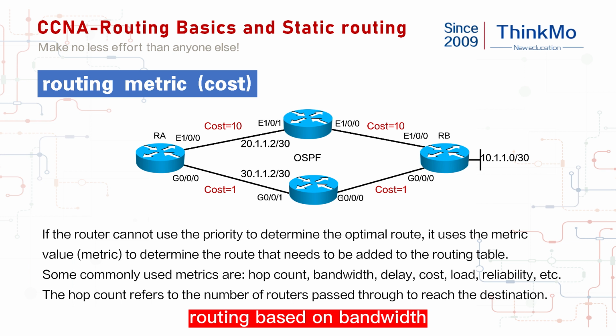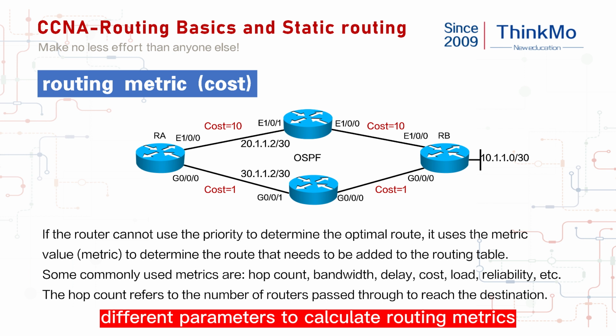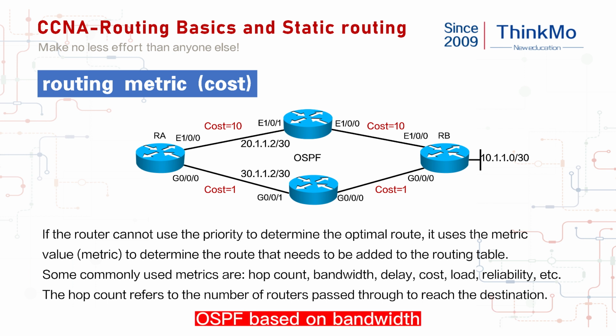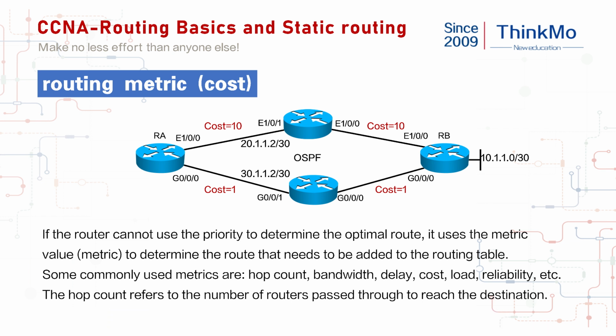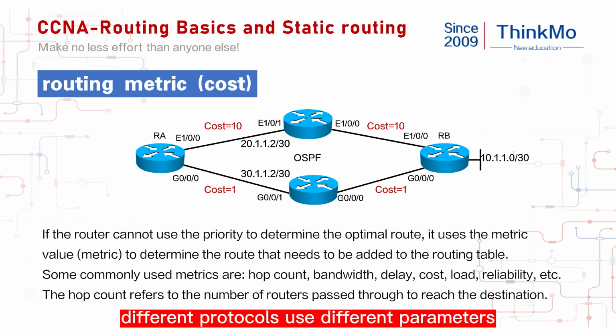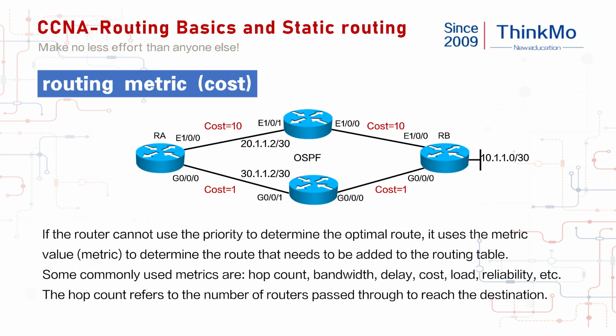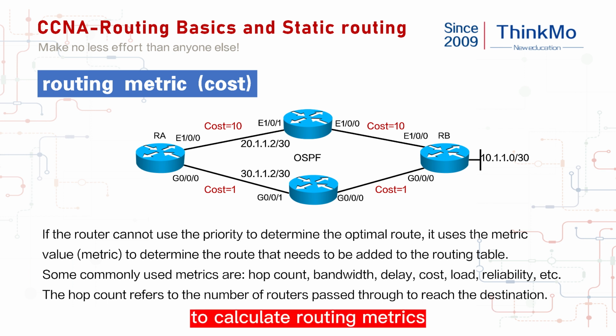OSPF routes based on bandwidth. Different protocols use different parameters to calculate routing metrics. Just like the protocol we will talk about today, called RIP. For such a protocol, it doesn't look at bandwidth; it looks at the hop count. So different protocols use different parameters to calculate routing metrics.